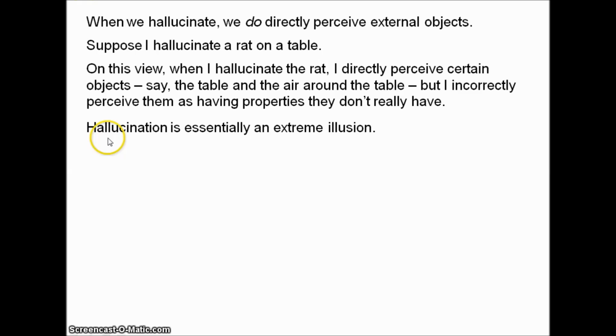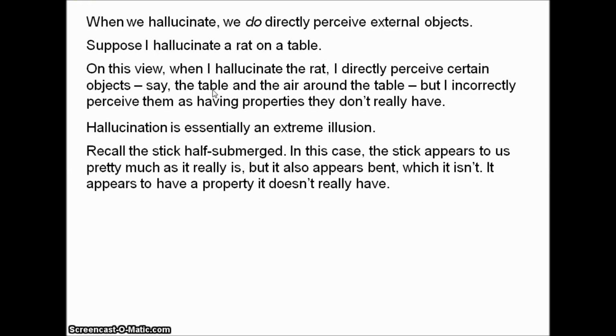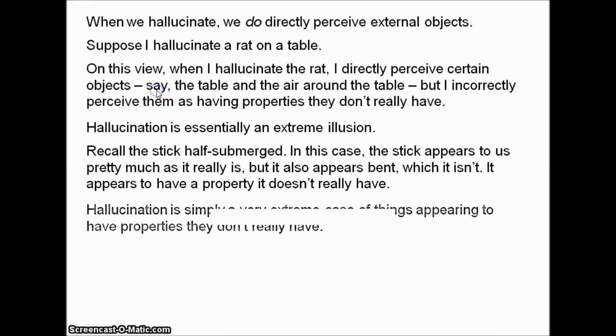Recall the stick half submerged in water. In this case, the stick appears to us pretty much as it really is, but it also appears to be bent, which it isn't. So it appears to have a property it doesn't really have. Well, in this view, hallucination is simply a very extreme case of things appearing to have properties they don't really have. Of course, we might point out that hallucinations, unlike the stick in the water, also have a very particular cause. They're caused by incorrect brain function. When we look at the stick, our brain may be functioning perfectly. It appears bent due to the particular optical properties of water. On the other hand, when I hallucinate a rat on a table, something in my brain is misfiring, causing me to perceive incorrectly. So perhaps this could be worked into an objection to this idea.